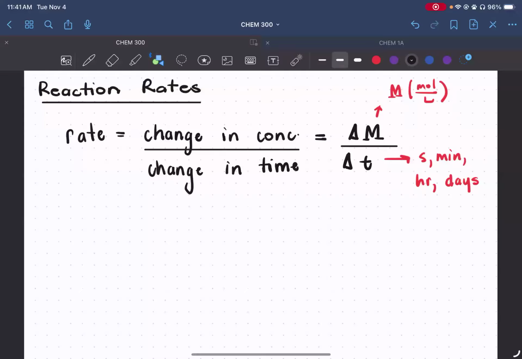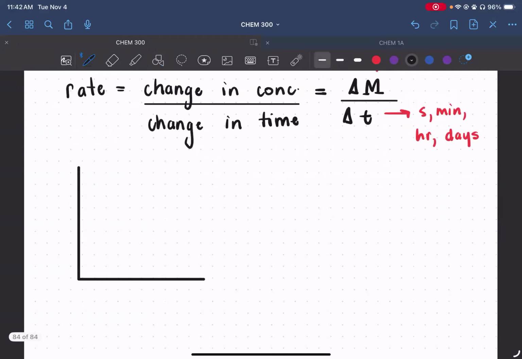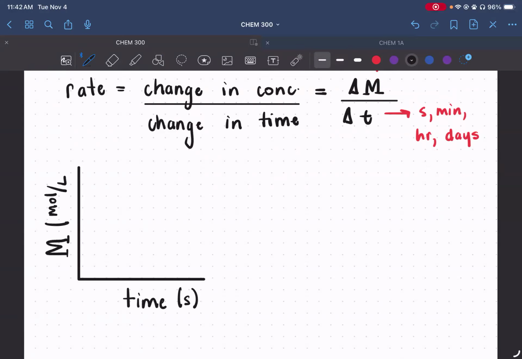Now we're going to draw a graph. On the x-axis is time. And for the purposes of this example, we're going to set the time units to seconds. And our y-axis is molarity, which of course has units of moles over liters. The x-axis is the time, from the very beginning of the reaction to when it ends.